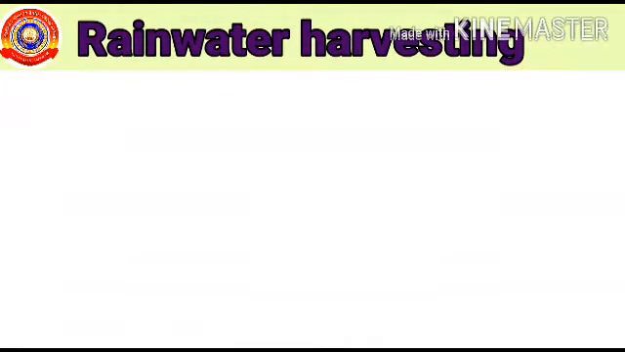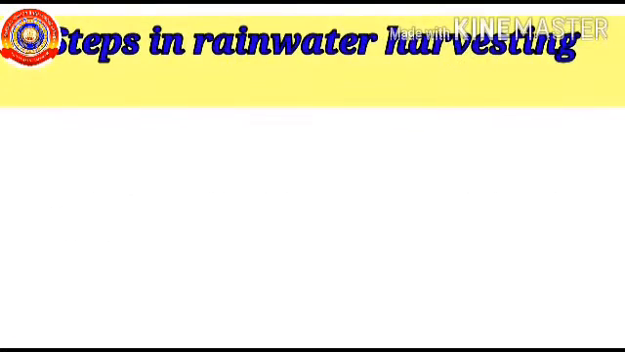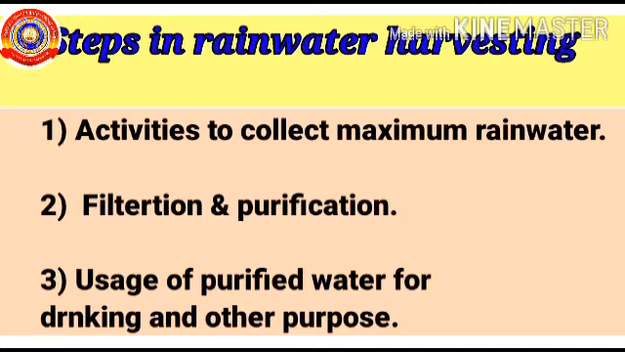Do you know what is actually rainwater harvesting? It is a low-cost method that helps to overcome the water scarcity in the present day. The steps in rainwater harvesting are: first step, activities to collect maximum rainwater. Second step, filtration and purification. Third step, usage of purified water for drinking and other purposes.